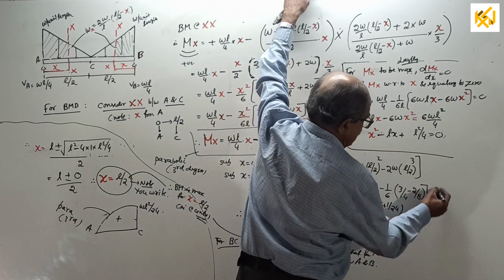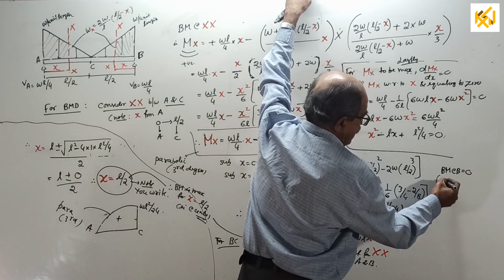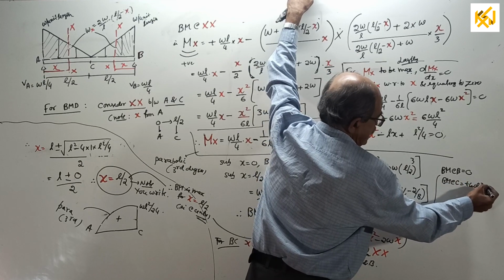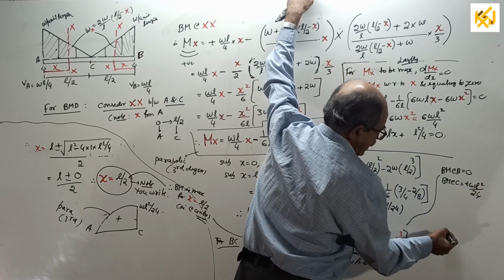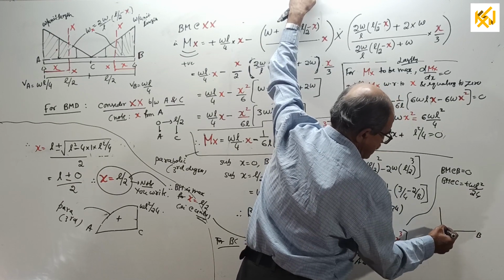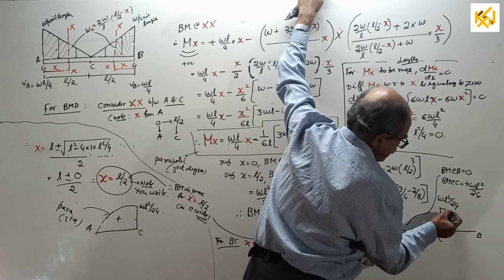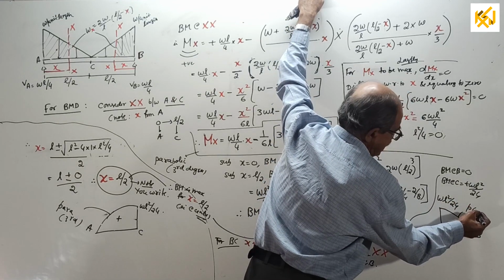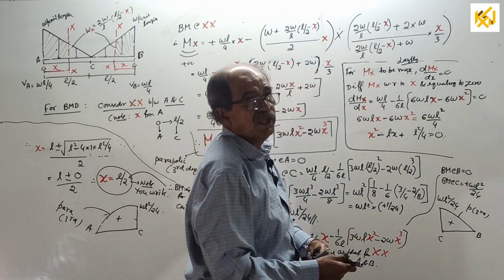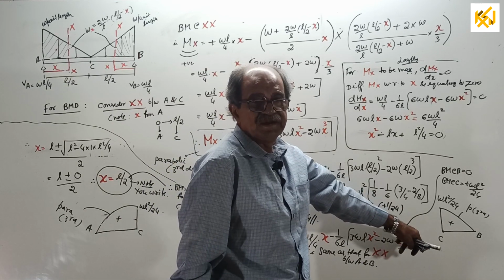You can write here. Therefore, BM at B equals 0 and BM at C equals plus WL square by 24. So, BMD for BC will be B here, C here, WL square by 24, a parabola of third degree, parabola positive. This is the BMD for BC. Write that extra part if you want.